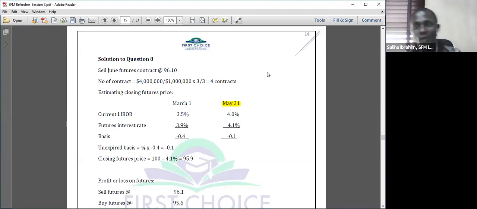So how do we get the unexpired basis? Look at it: from March 1 to May 31 is 3 months. From May 31 to June 30 is 1 month. We have 1 month unexpired. So you now take the appropriate proportion: 1/4 times the basis of 0.4, that is 0.1. That is my unexpired basis. Let me see your questions before I go further. Is it clear?